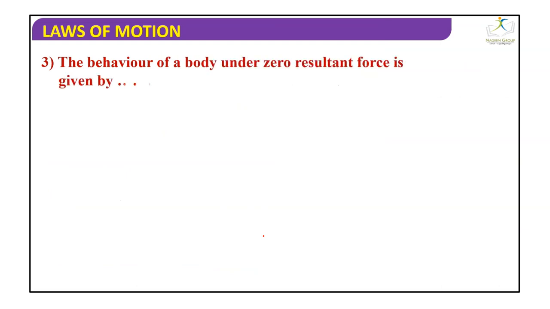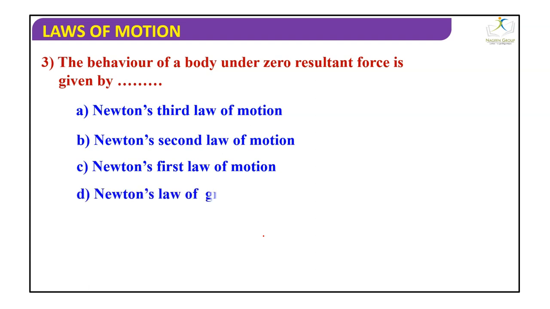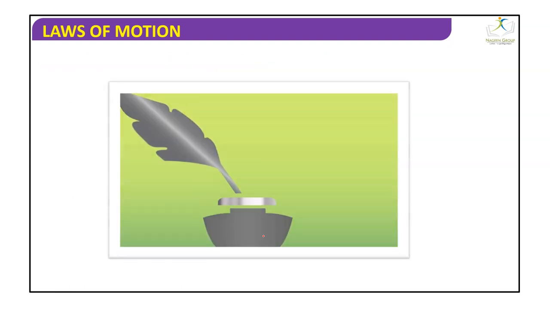Third question: the behavior of a body under zero resultant force is given by Newton's third law of motion, Newton's second law of motion, Newton's first law of motion, or Newton's law of gravitation. The correct answer is Newton's first law of motion.